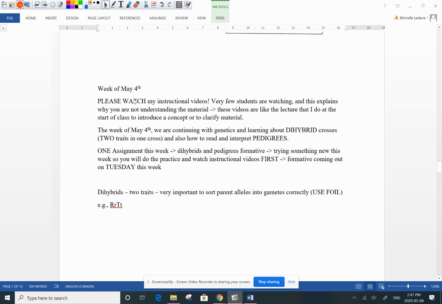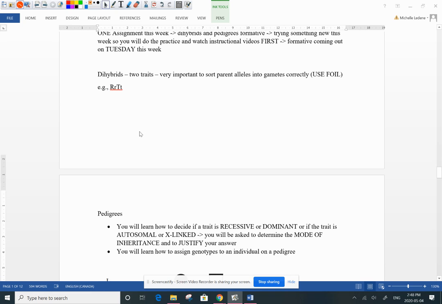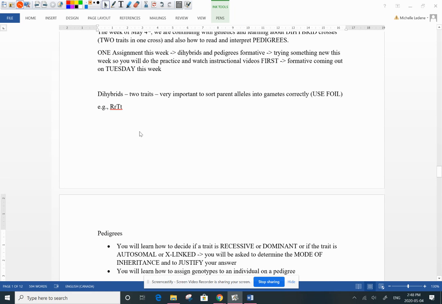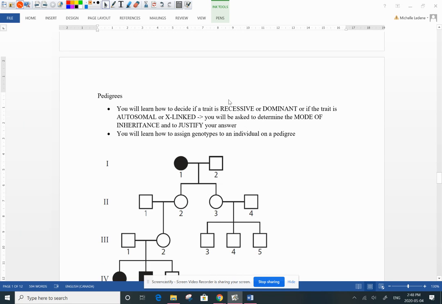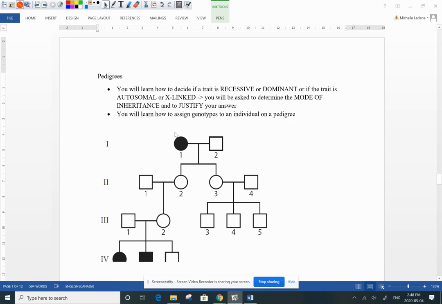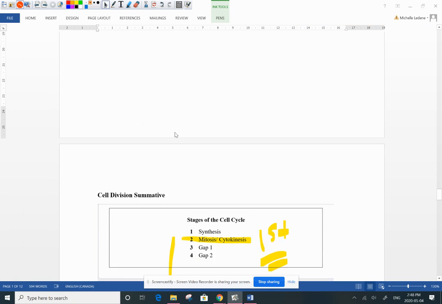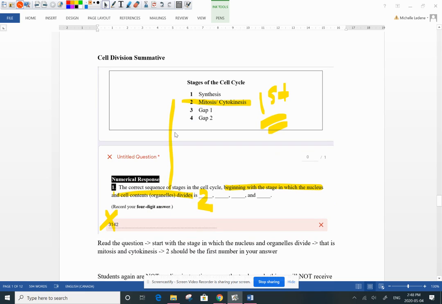Okay, another couple of examples. Please watch my instructional videos. I have dihybrids and pedigrees, and it's very important that you follow my instructional videos to learn how to do dihybrids, to find out the correct gametes, and when you're doing a pedigree, to determine the mode of inheritance and to assign genotypes. So I'm not going to have time to go through the cell division summative. If you have any particular questions on it, you may go ahead and ask me.